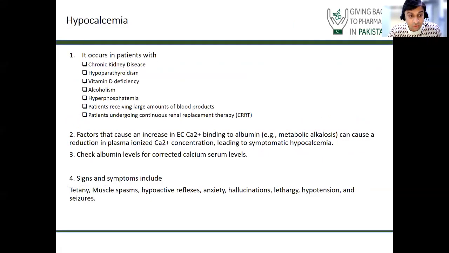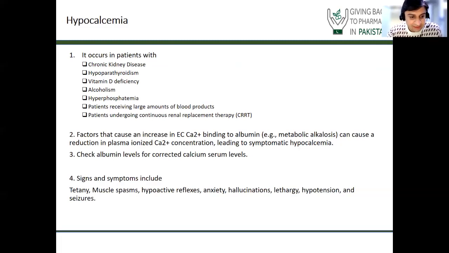Hypoparathyroidism, alcoholism, hypophosphatemia, patients receiving large amounts of blood products, patients who are dependent on blood products, and patients undergoing continuous renal replacement therapy, because one of the anticoagulants that we use in CRRT has acetate. That acetate absorbs calcium and takes it out of the body.